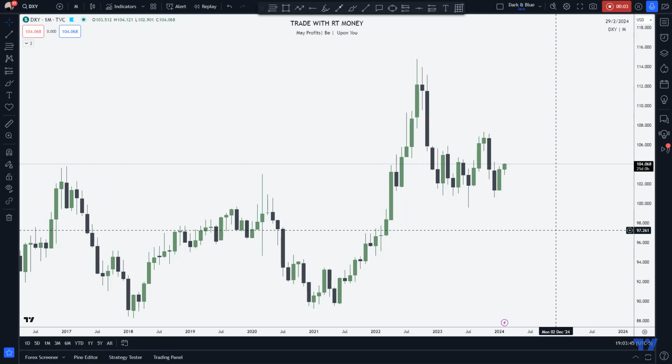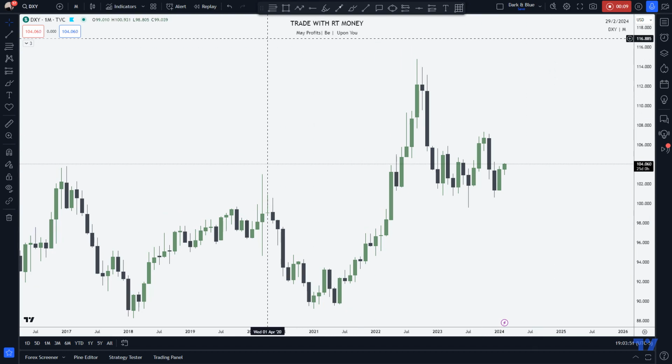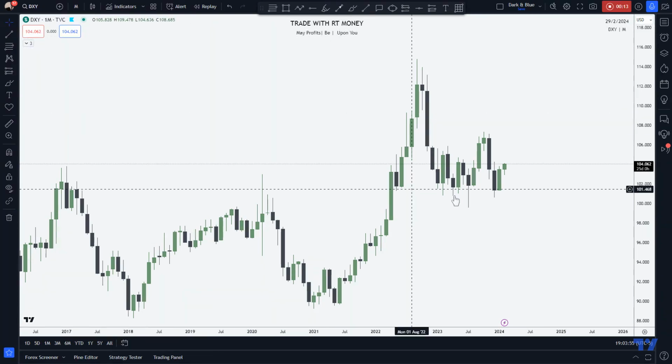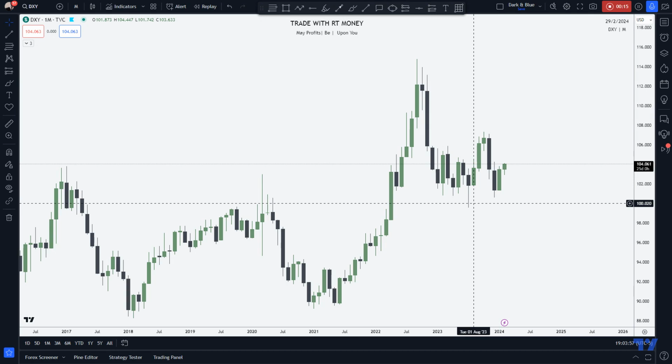I'm going to look at the US dollar index, also known as Dixie. We're going to do a top down analysis starting from the monthly. And what are we looking for? We're looking to see what our bias is going to be going into this next trading week.